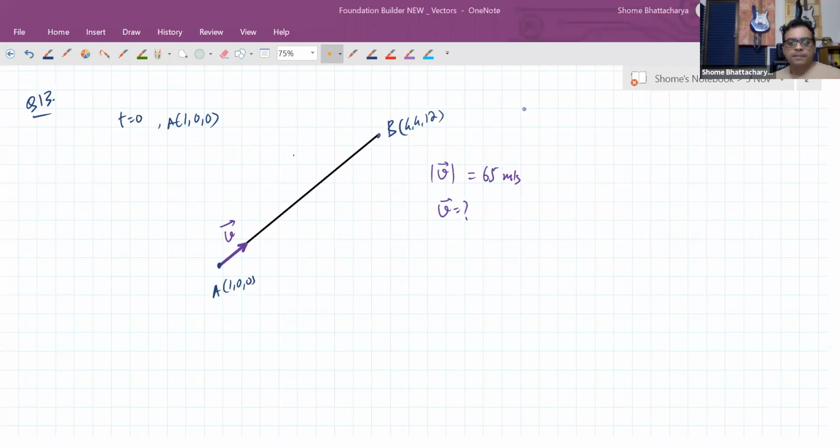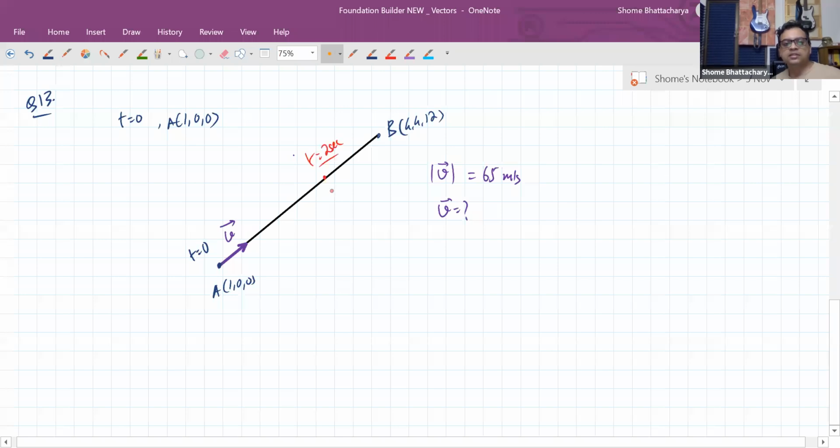Okay, so now look at what is happening. We want to find out, so this is where the particle is at t equal to 0. Okay, now it's moving along this line, so let us say at t equal to 2 seconds, it reaches somewhere here. So this one's coordinates we want to find out, this point C. So how will we find the coordinates of this point?